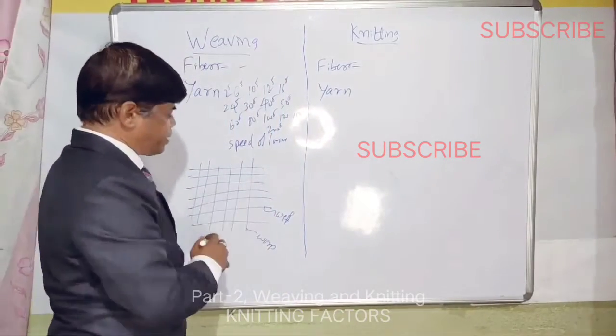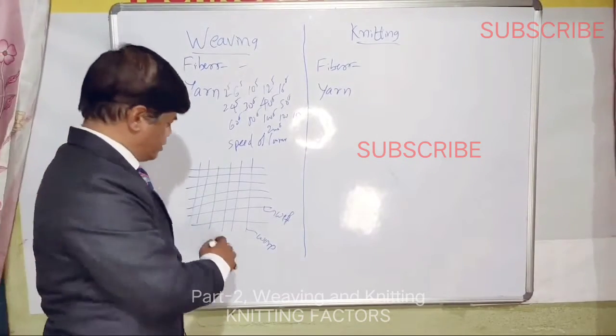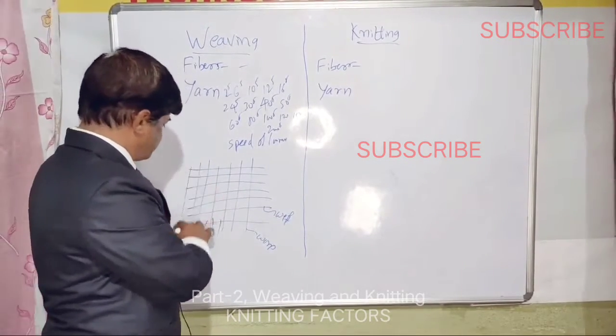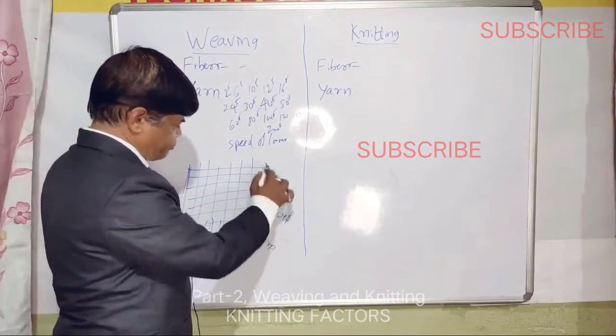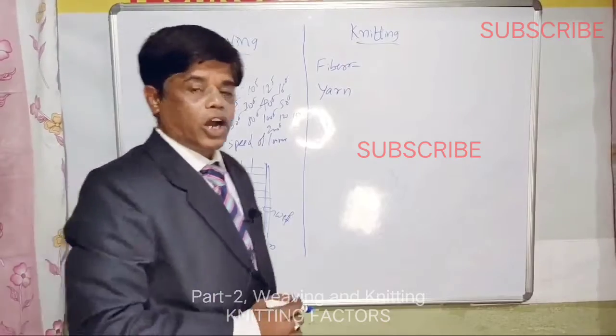Okay, this is the interlacement of warp and weft. Two yarns are required to make the fabric. This is the number of width. All this selvage is there. Here selvage. Between that selvage, whatever the longitudinal yarns are, they are accommodated.